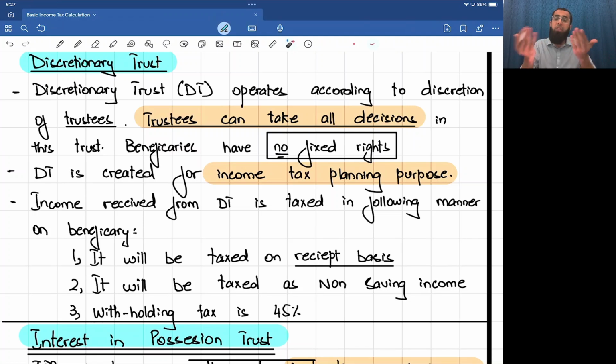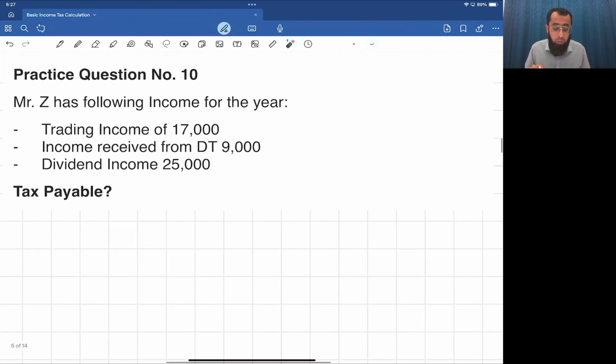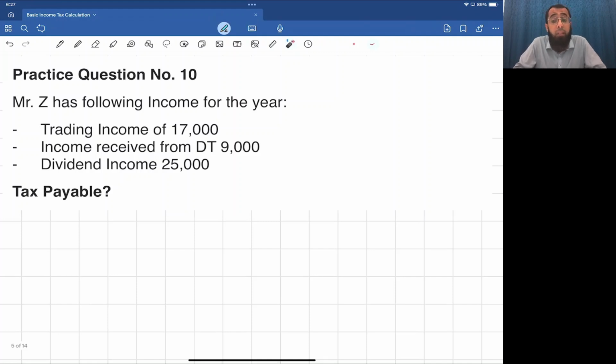Now, when the beneficiary is getting the income, it's taxed on receipt basis. It's a non-saving income, and withholding tax is 45%. Let's apply this concept in a practice question. Let's look at it so that you can understand in a better manner. Okay, let's look at a practice question.